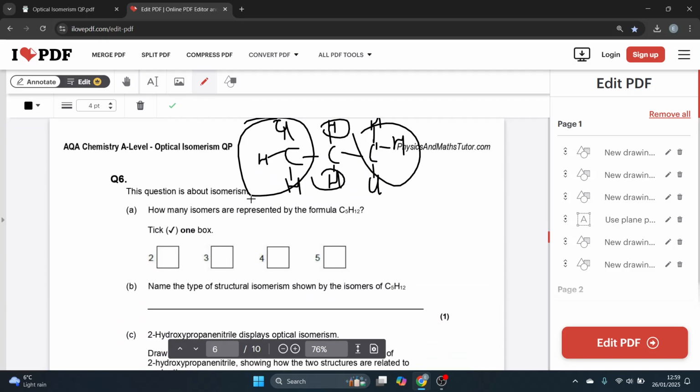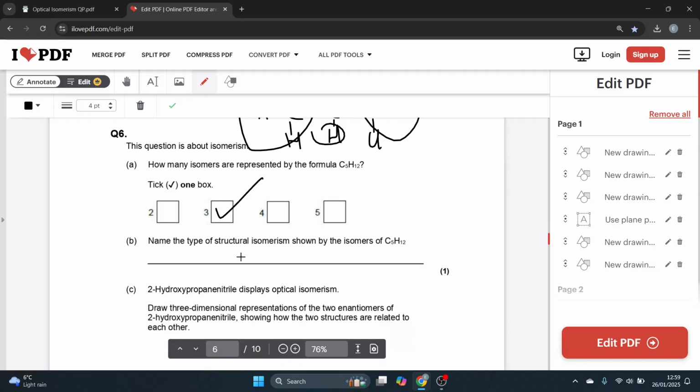Question 6. How many isomers are represented by the formula C5H12? Just draw them all out and you should get 3. Name the type of structural isomerism shown by isomers of C5H12. It's going to be chain isomerism.